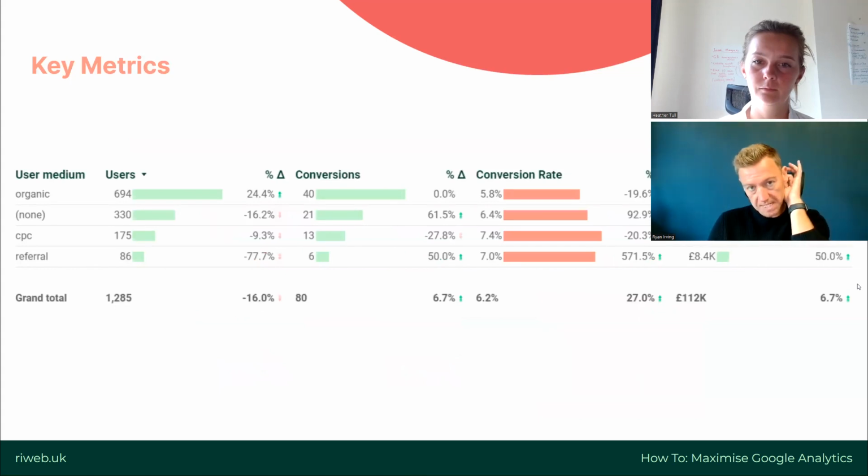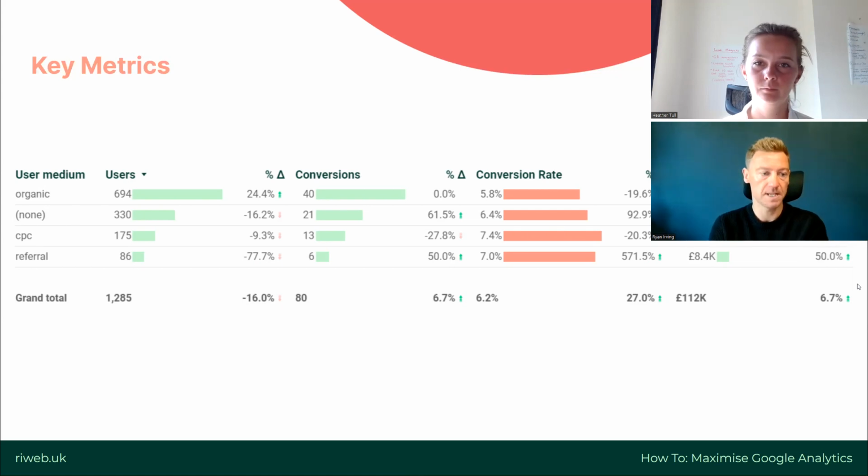So this is a screenshot from the same client's Looker Studio report, which shows exactly where that £112,000 originated from. It's the same period of time, it's the same report. So as you can see, this particular client has 4 sources of traffic: organic search or SEO, none or direct. I'll talk a little bit more about none and direct a little bit later on because it's a little bit of a mysterious one.